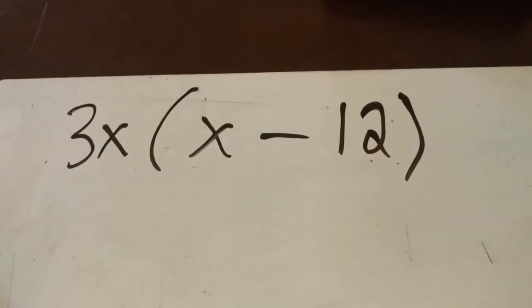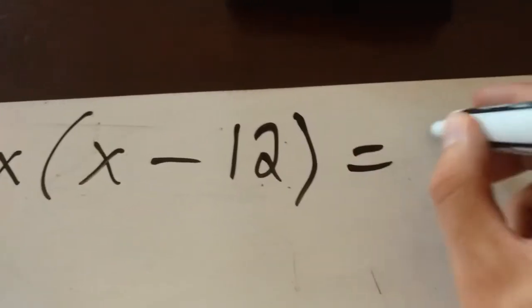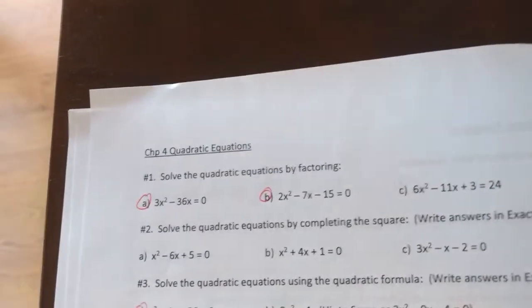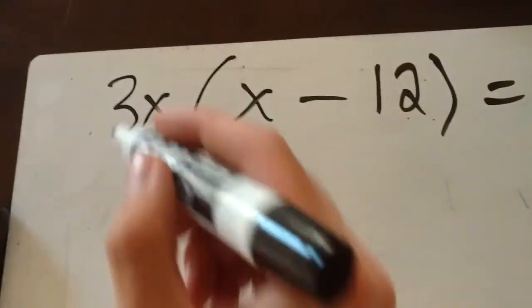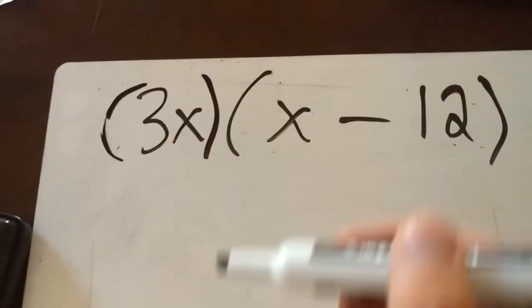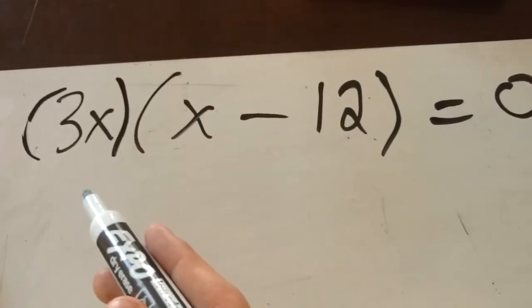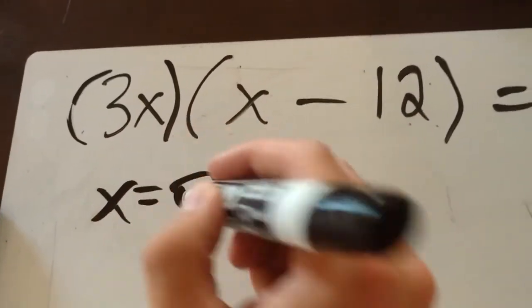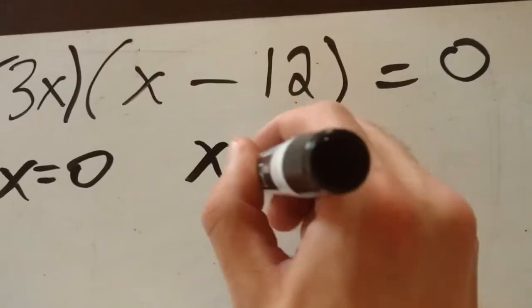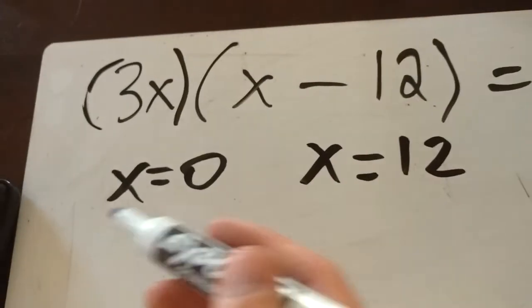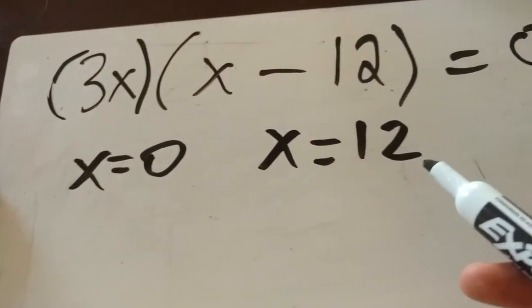So if we're asked to solve this equation now, remember it was equal to 0 in the original question. All we have to do is actually solve for x values that make this true. So in this part up here, this is going to be 0. So x would have to equal 0 to make this whole thing equal to 0. Or in this part here, x would have to equal 12. So those are going to be our two solutions. X is 0 and x is 12.